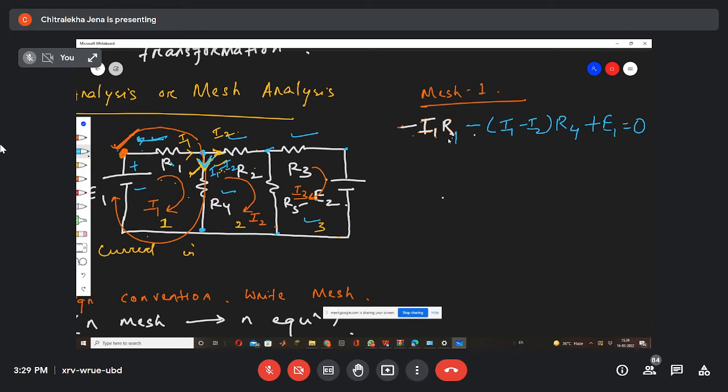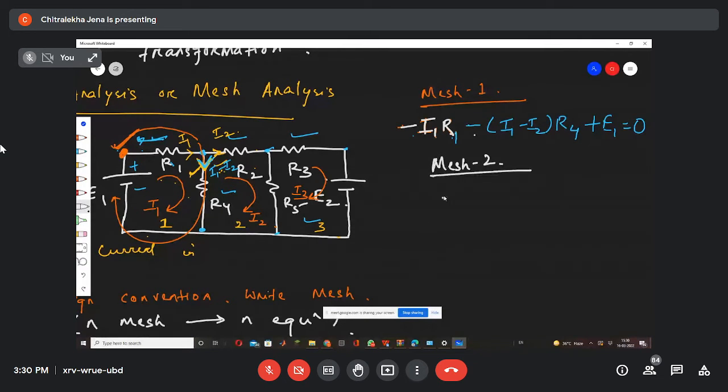Am I clear with equation one? Is there any doubt? Tell me. No, ma'am. Chetna, am I clear? Chabbi, Chetna, Pallavi? Yes, ma'am. Priyesh, am I clear? Yes, ma'am. Clear. Okay, so now come to mesh 2.